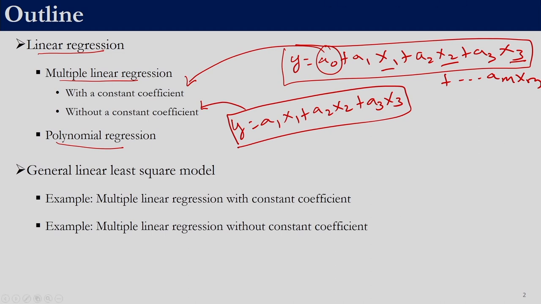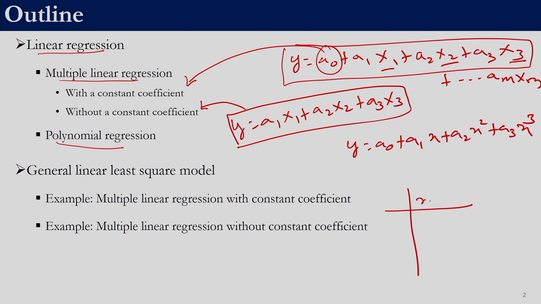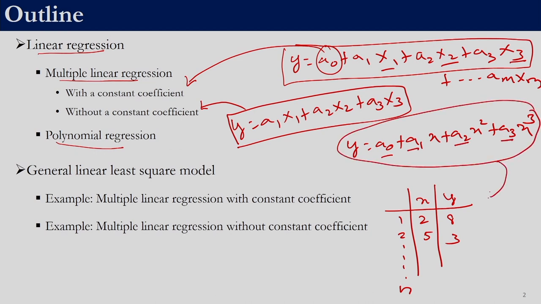Coming to polynomial regression, we are required to fit a model y is equal to a0 plus a1x plus a2x square plus a3x cube. In this case, the data that is given to us is the independent variable x and y, let's say 2, 8, 5, 3, and like this we have been given n points. Our task is to find out the values of a0, a1, a2, a3 such that this model best represents these data points. That is going to be polynomial regression.